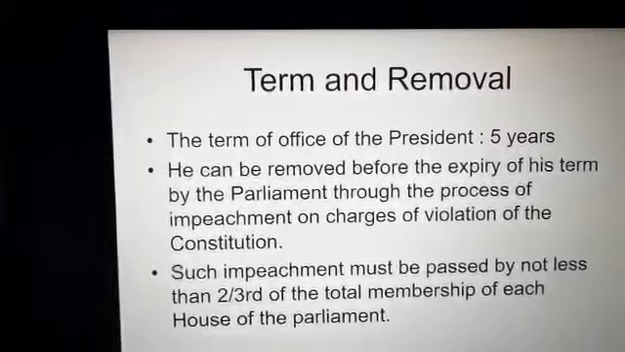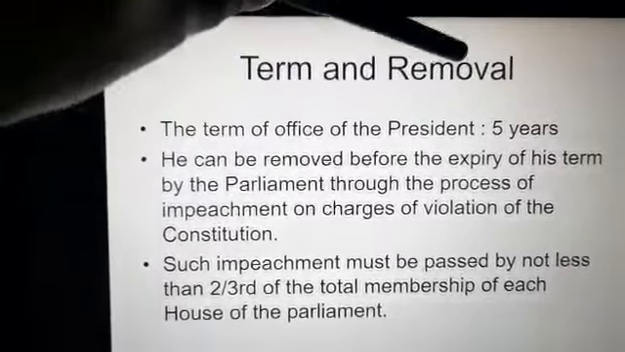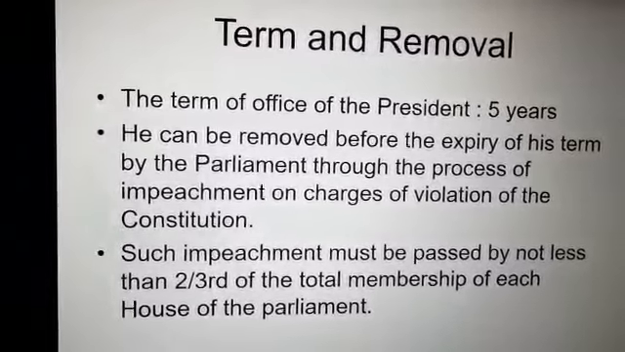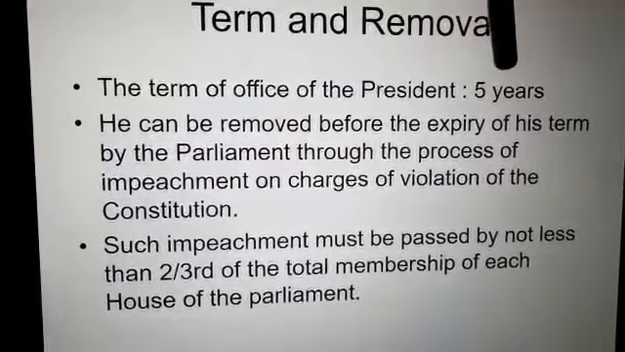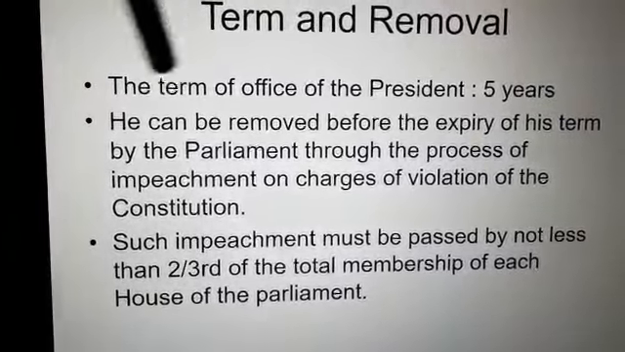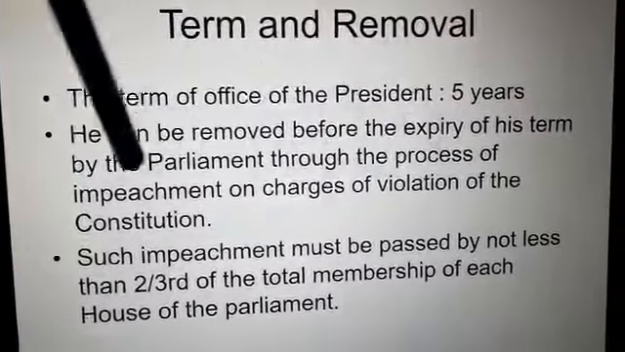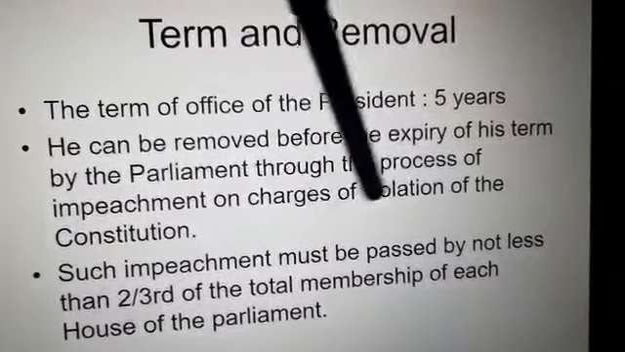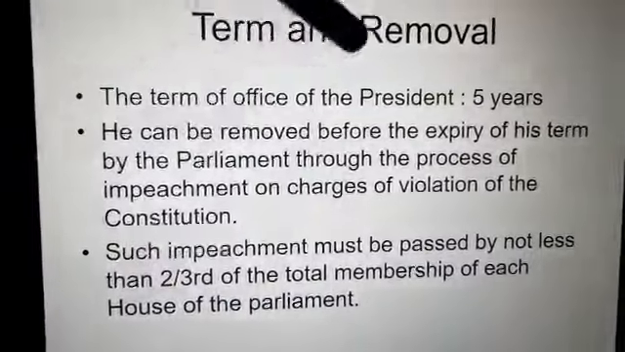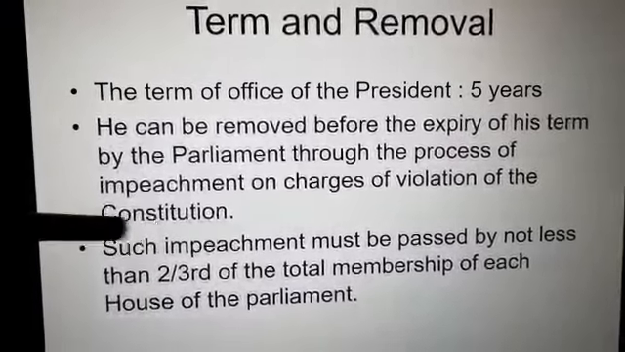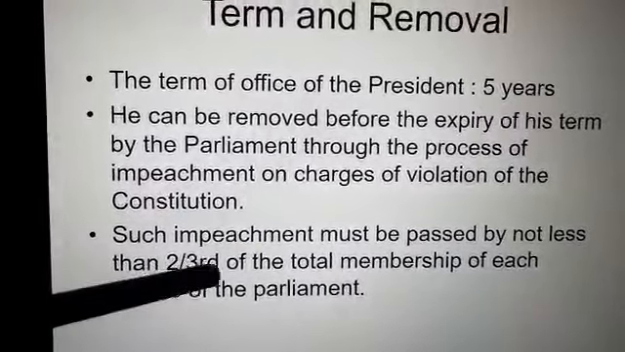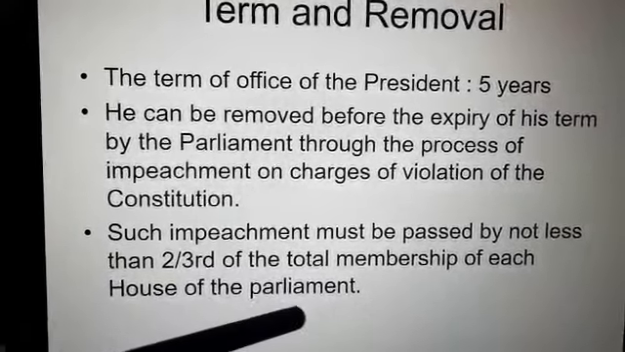Now coming to the term: for how many years is the president elected and how can he be removed? The term of office of the president is 5 years, and he can be removed before the expiry. See, 5 years is the term, but before that also he can be removed. How? He can be removed before the expiry of his term by the parliament through the process of impeachment, only on the charge of violation of the constitution. If he has not performed his duty well, he can be removed from his post through impeachment before the expiry of his term. Now, such impeachment must be passed by not less than two-thirds of the total membership of each house of the parliament.